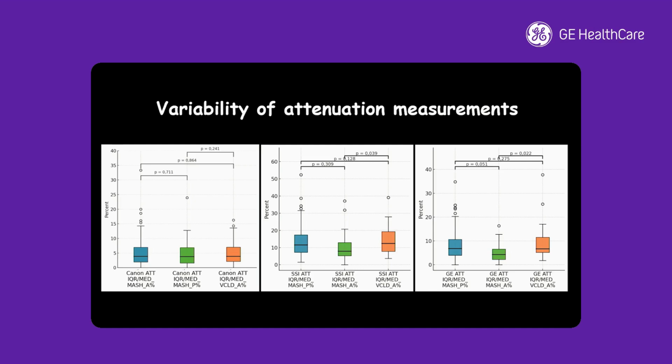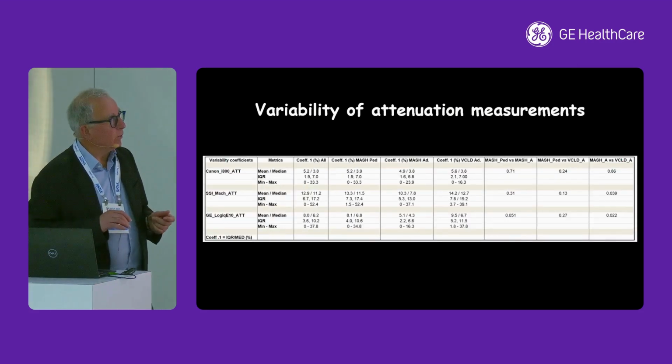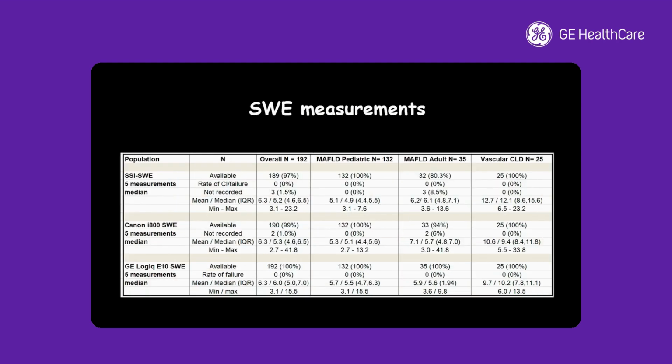Probably the supersonic system is the one that is doing a slightly less good job, but the results are still there. And when we look at the variability coefficient, which is interquartile range divided by median, you see that all probes are doing a good job, except maybe, as I told you, the supersonic one, and you see that the overall values are comparable. At least there's no difference between the systems.